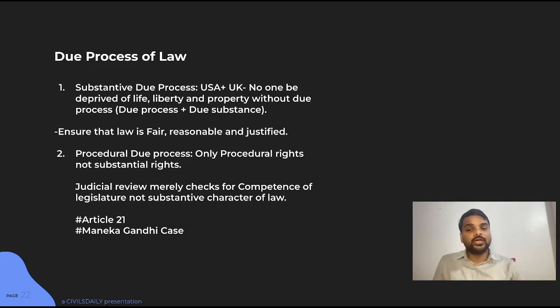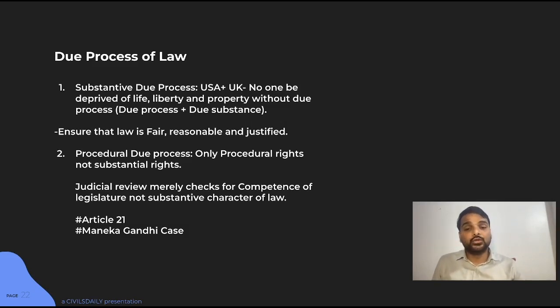So in the USA, UK, there is the concept of substantive due process. Like not only is the law made by the proper authority, it has to be fair, it has to be reasonable, it has to be justified also. It cannot be said that if you violate this law you will be hanged publicly, because that is not fair. Even those who violate the law, they have the right to privacy. Even criminals have their right to privacy. So it has to be fair, it has to be reasonable.